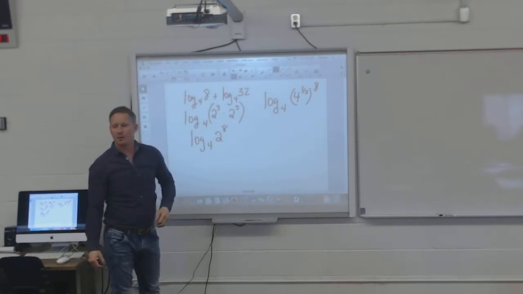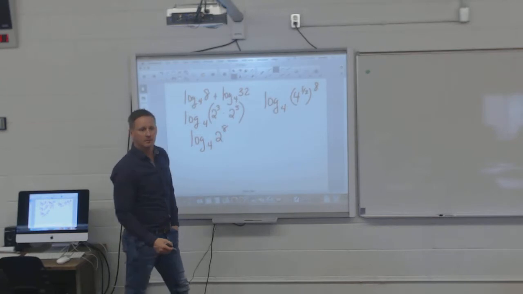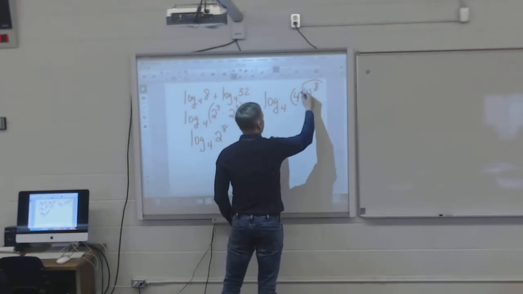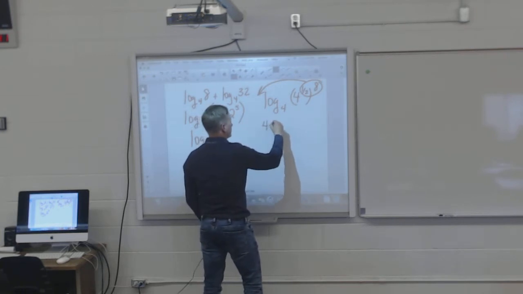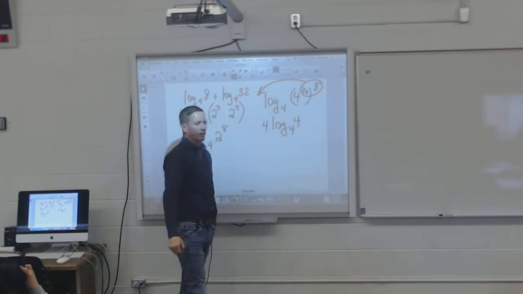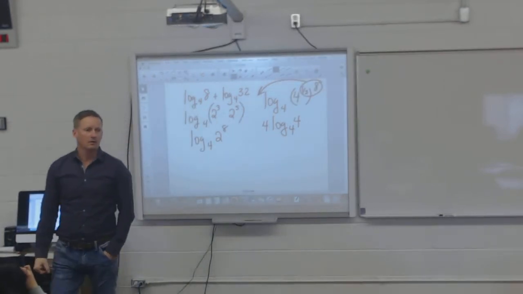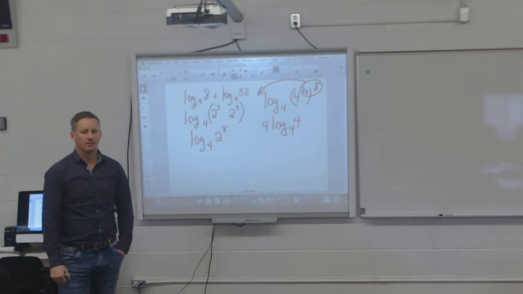Now what do I do with that exponent? Multiply them. What's a half times 8? 4. And if I move that to the front, what do I get? What's the log of 4 to the base 4? 1. What's the answer to this question? 4. Okay? So far so good?